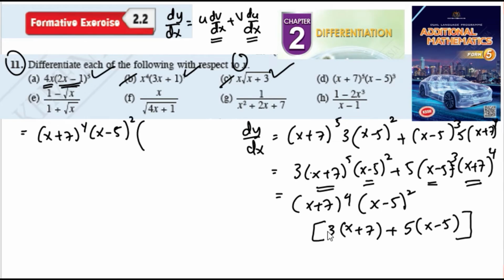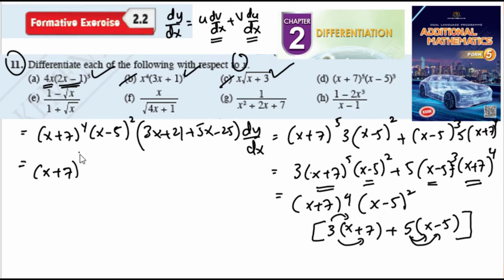So inside the bracket, 3 times x you get 3x. 3 times 7 you get 21. 5 times x you get plus 5x. 5 times negative 5 you get negative 25. So here you get x plus 7 power of 4, x minus 5 power of 2. So 3x plus 5x you get 8x. 21 minus 25 you get negative 4.